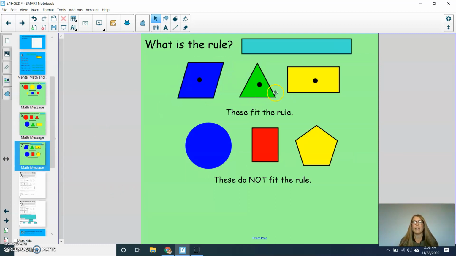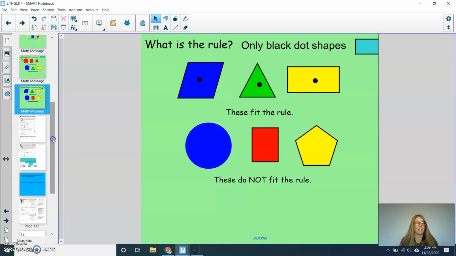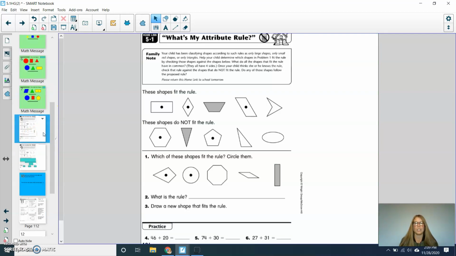The top three fit the rule, the bottom do not fit the rule. What is my rule? If you said that they need to have a black dot, so only the black dot shapes, you are correct. Now, second graders, let's take a look at this again, but using that 5.1 home link.